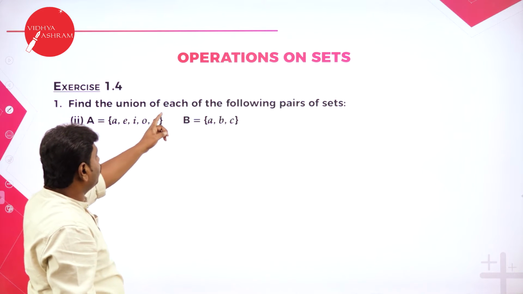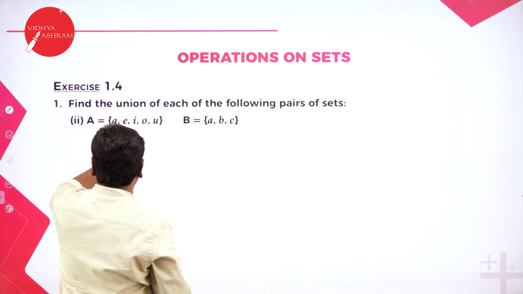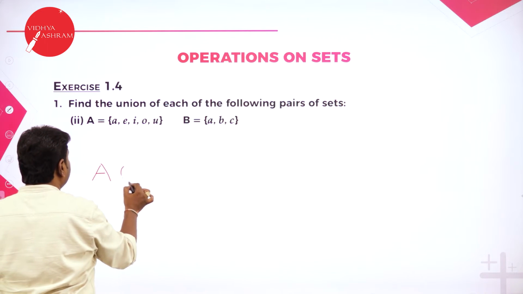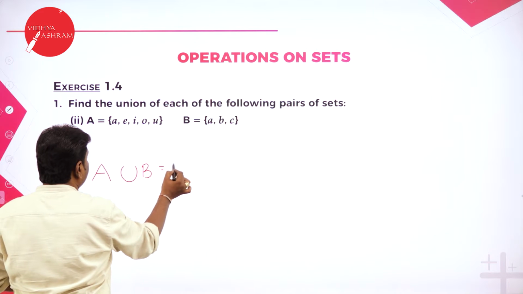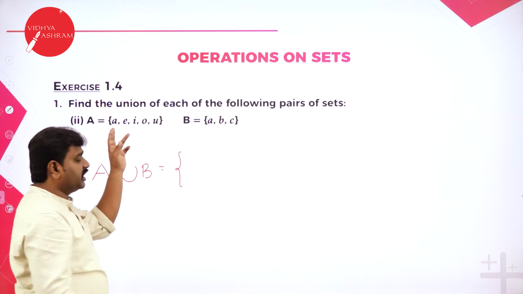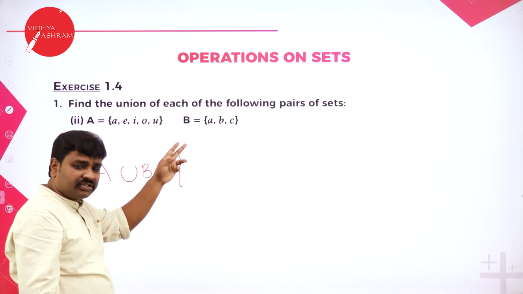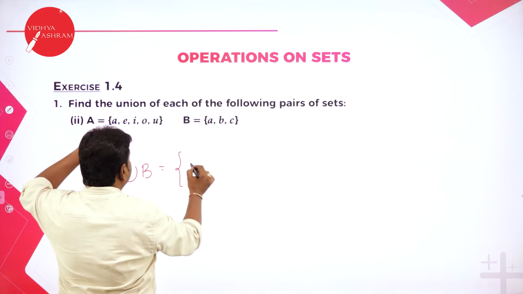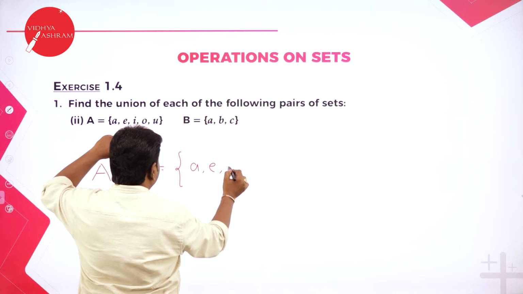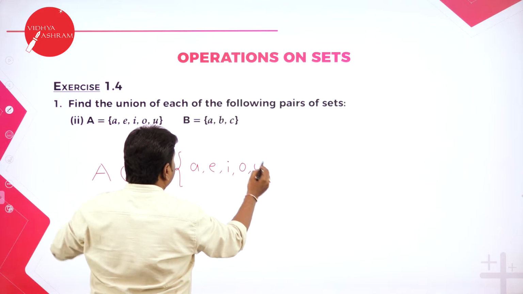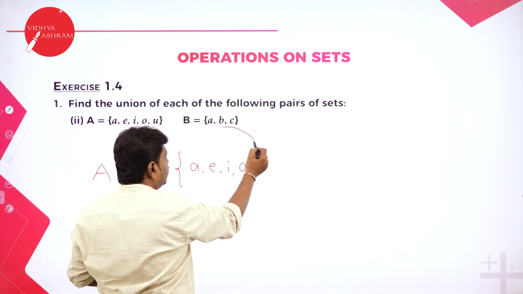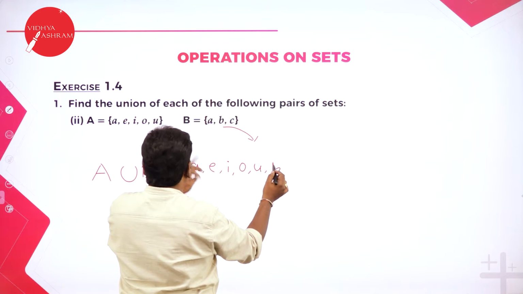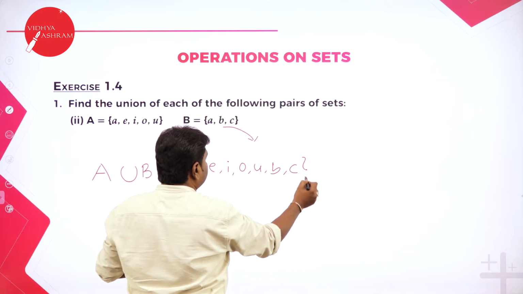Find the union of each of the following pairs of sets. In that second problem, A, B they gave. They want you to find A union B. What is meant by A union B? You should write the elements of A and also you should write the elements of B without repeating. So now A, E, I, O, U I wrote, and I should write A, B, C. I should also write ABC, but already I have written A, so B I'll write, and C I have not written, so I'll write C. So this is the set.